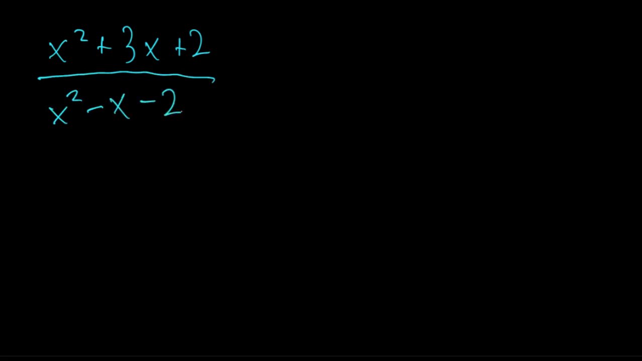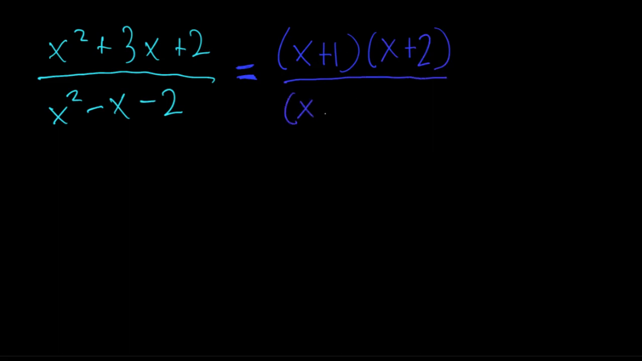So we have x squared plus 3x plus 2 divided by x squared minus x minus 2. Now we have two quadratics, top and bottom, and this is going to involve some factorization. If you haven't learned to do so yet, please check out our video on how to factorize quadratics. But anyway, we'll factorize the top and the bottom. When we factorize the top, we get x plus 1 times x plus 2. And when we factorize the bottom quadratic, we get x plus 1 times x minus 2.